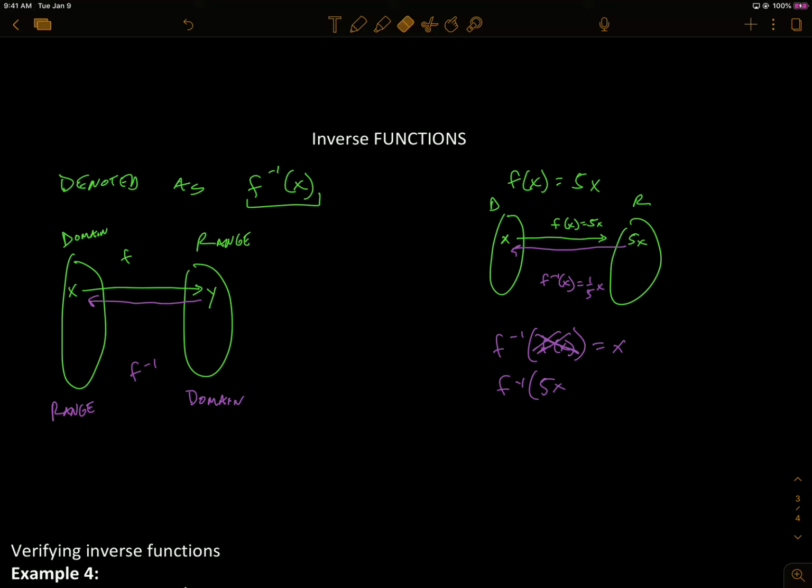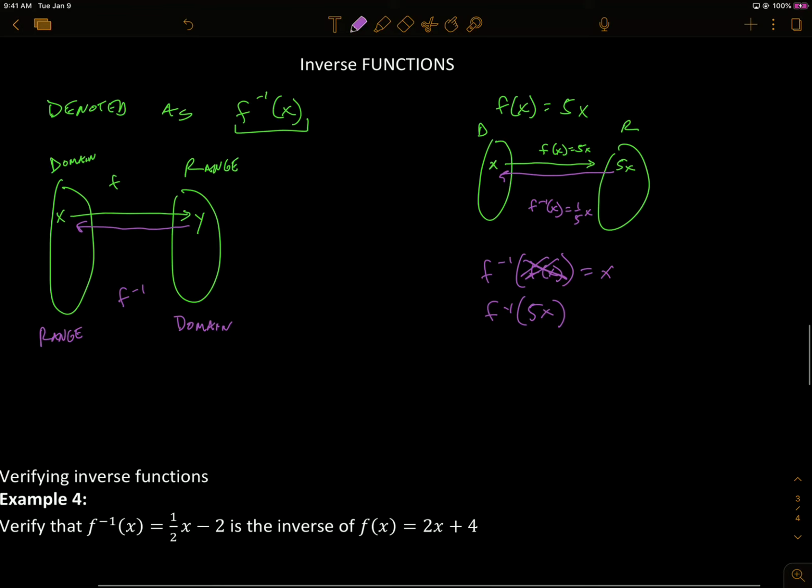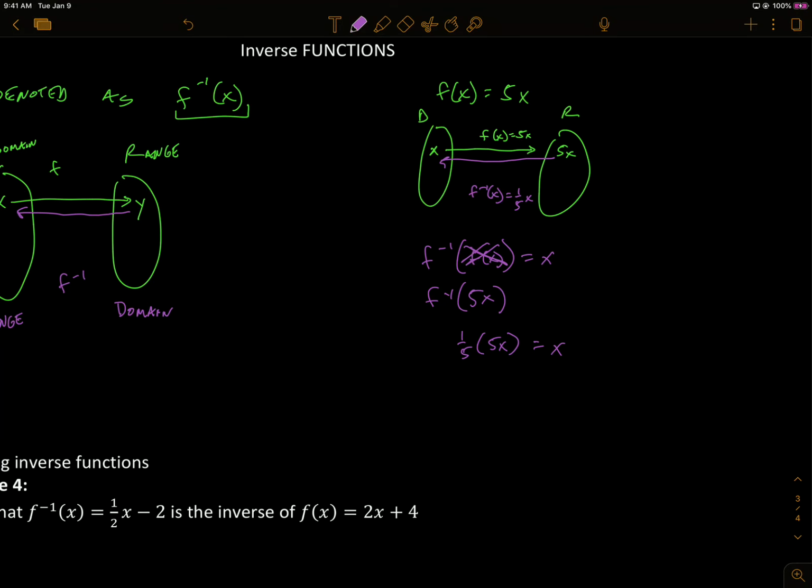So if I say f inverse of f of x, which is 5x, I can now plug 5x into my inverse function. My inverse function is 1/5 x. So if I plug f of x into f inverse, I end up getting just x. Right? So remember, I take this 1/5 x and I plug f of x into it. F of x in this case was 5x.